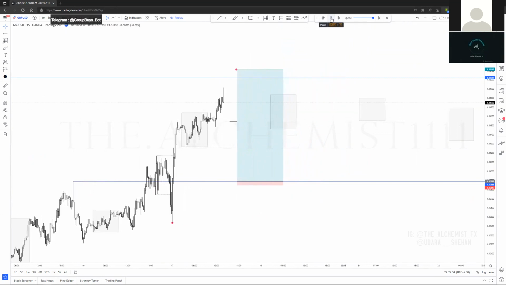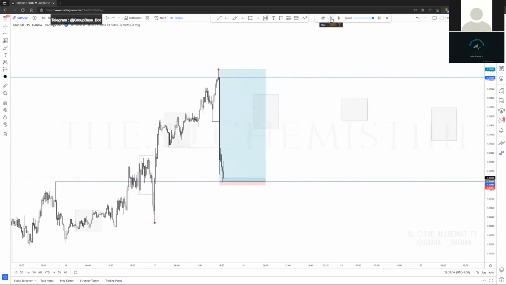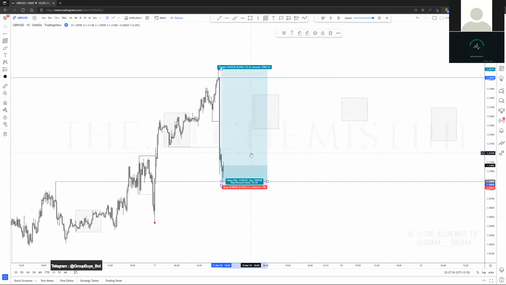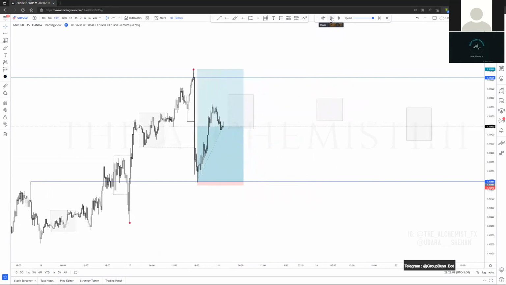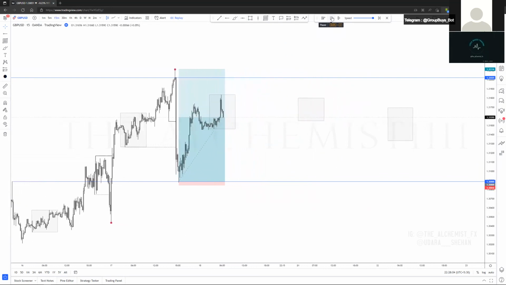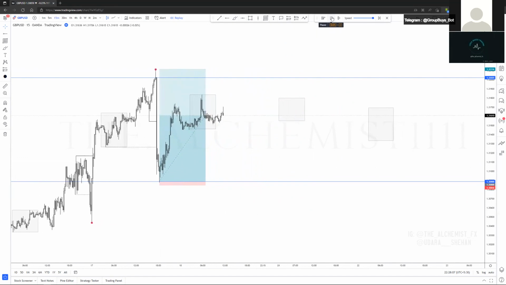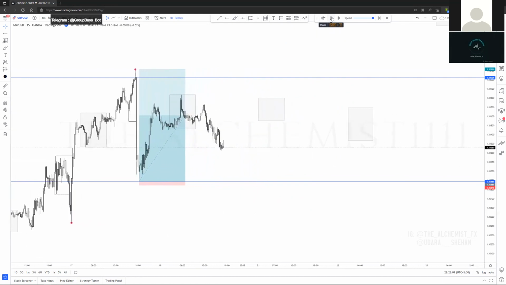Let it go. Look at the drop. Big drop. Tapped right into the point of interest, and then that starts to go.